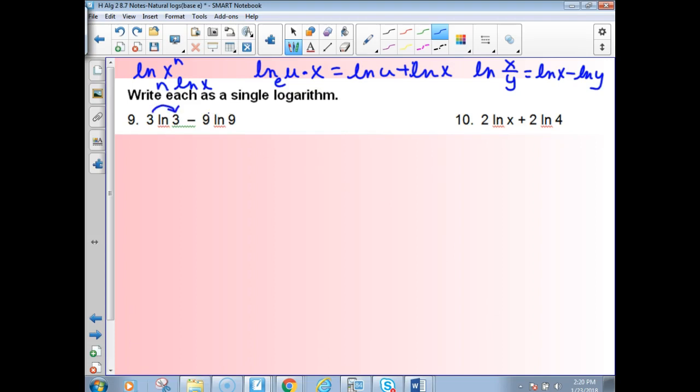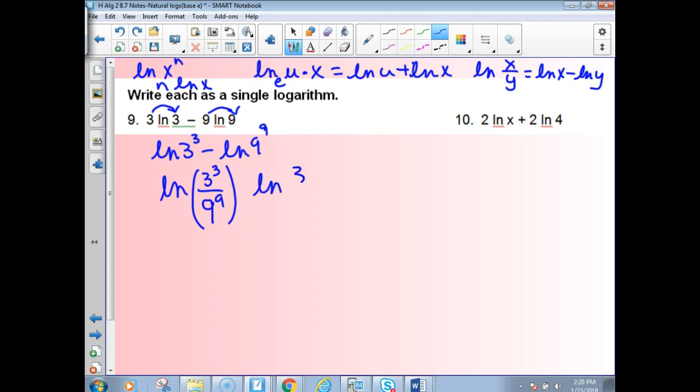Put the 3 back on as an exponent and the 9 back on. So I have the natural log of 3 to the 3rd minus the natural log of 9 to the 9th. Okay, I'm going to condense it now because it says subtract. I'm going to write it as division. Natural log of 3 to the 3rd divided by the 9 to the 9th. Now, I could go further with simplifying this. Since I can write 9 as a power of 3, that would be 3 squared to the 9th. You could actually simplify this a little more.